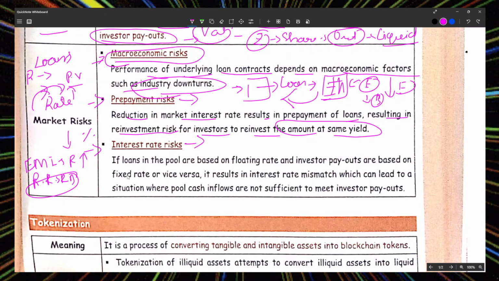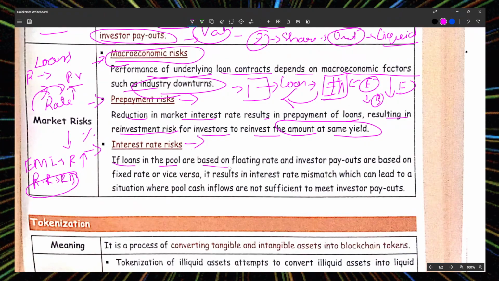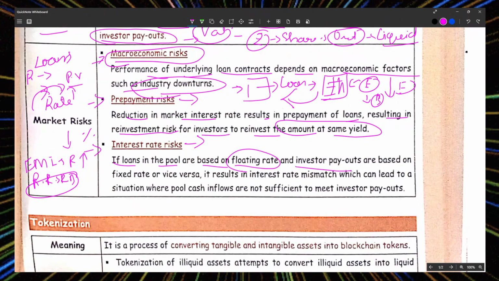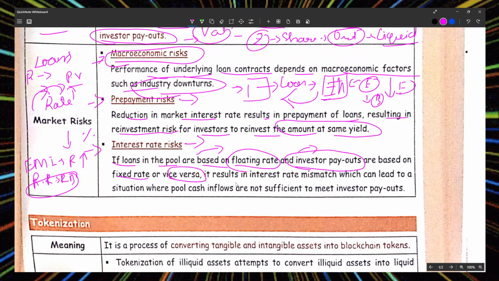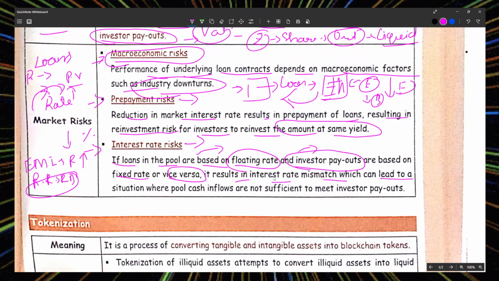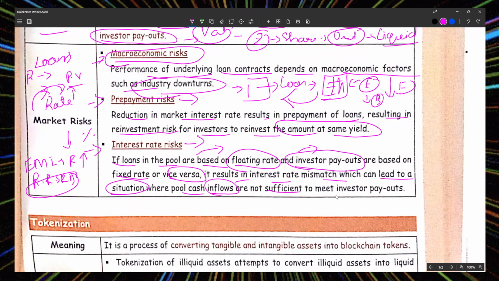Interest rate risk. What is interest rate risk? The loans in a pool are based on a floating rate and the investor payout is based on a fixed rate, or vice versa. The result is an interest rate mismatch, which leads to a situation where pool cash inflows are not sufficient to meet the investor payout.